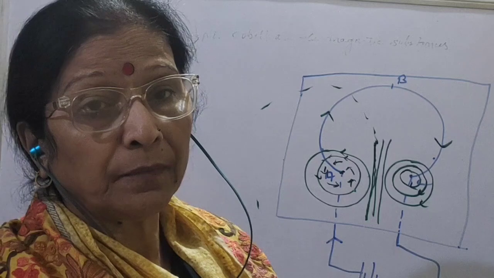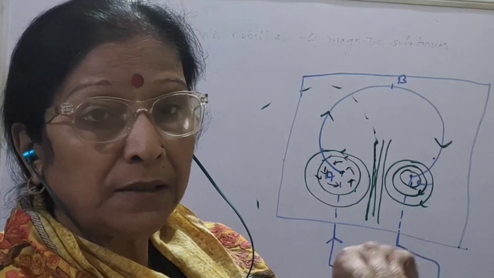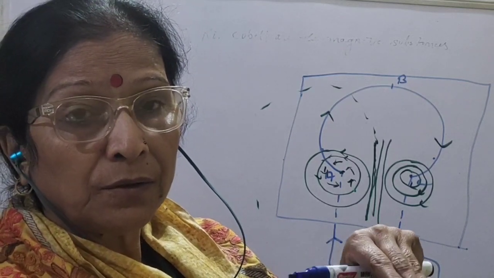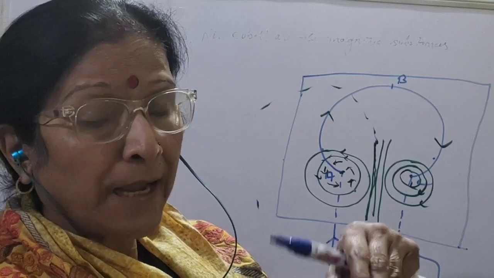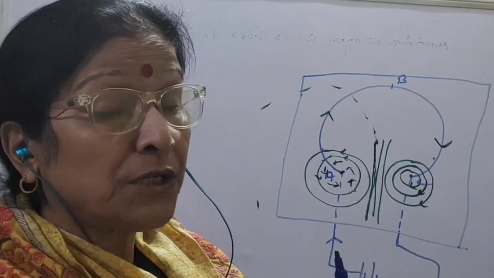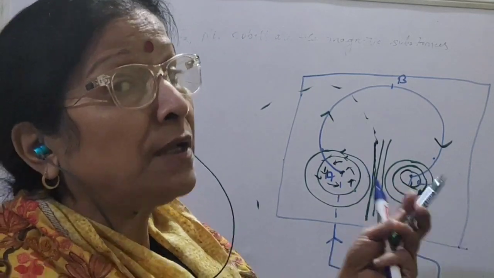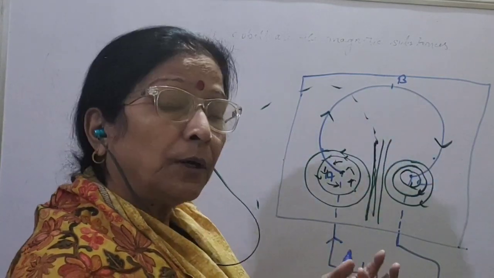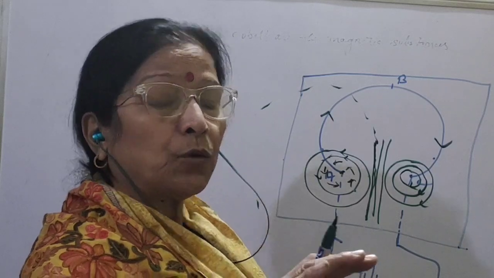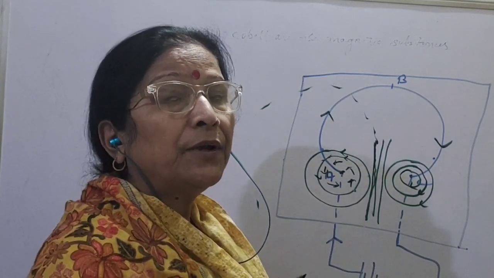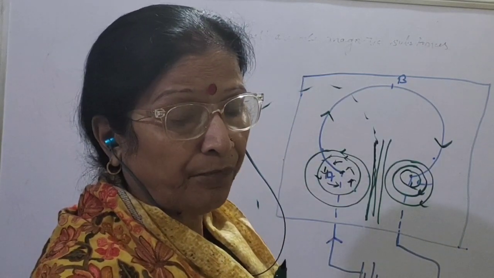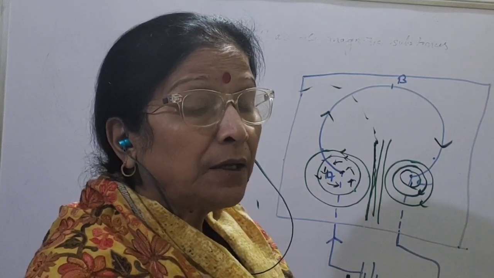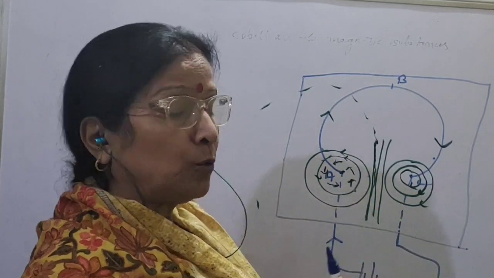representing that the field inside the loop is uniform. As they are parallel to each other, they push each other sideways, and as they are produced due to the same current, they will push with equal force on each other and will get equi-spaced. They will remain at equal distance inside the loop.